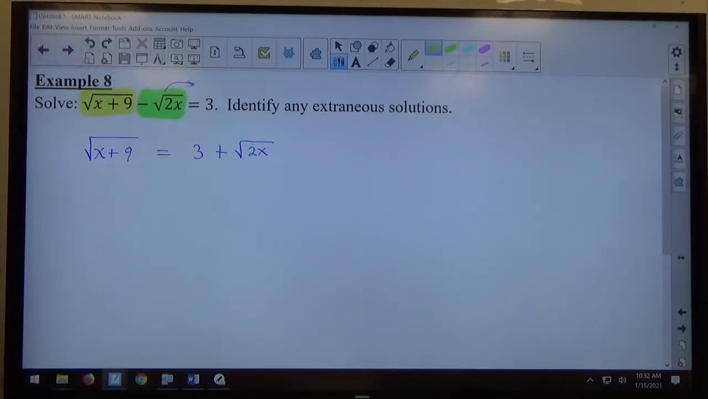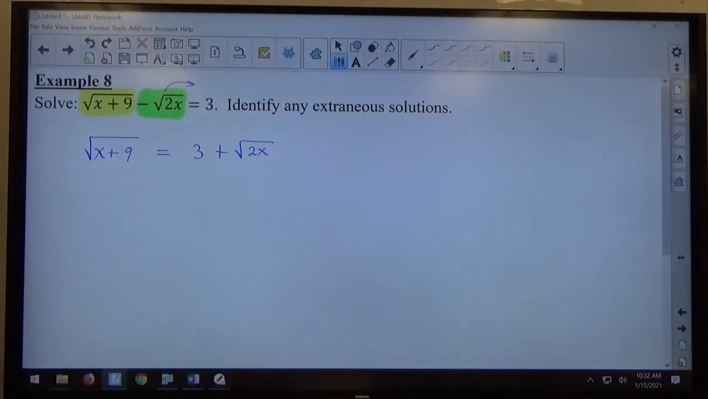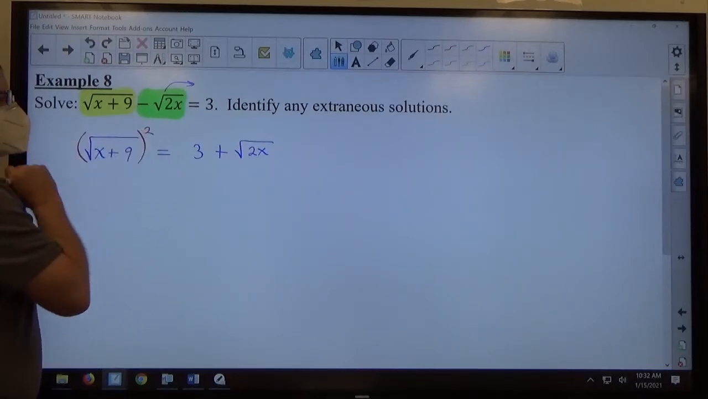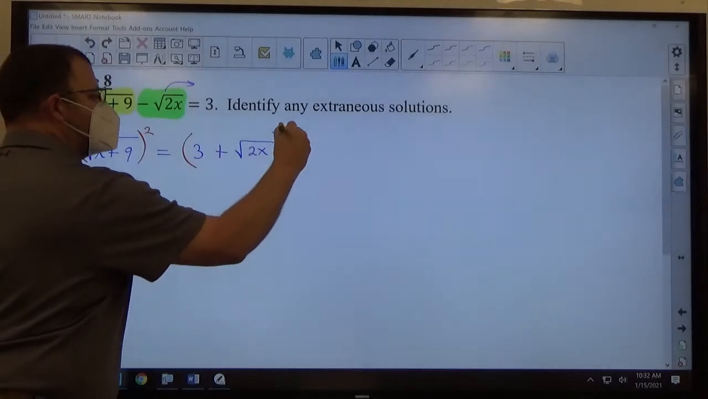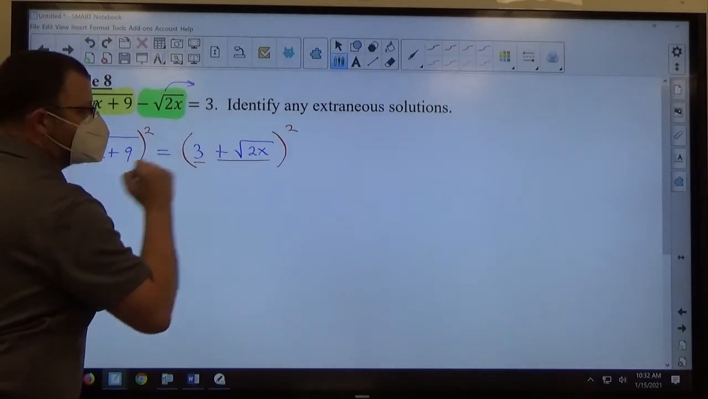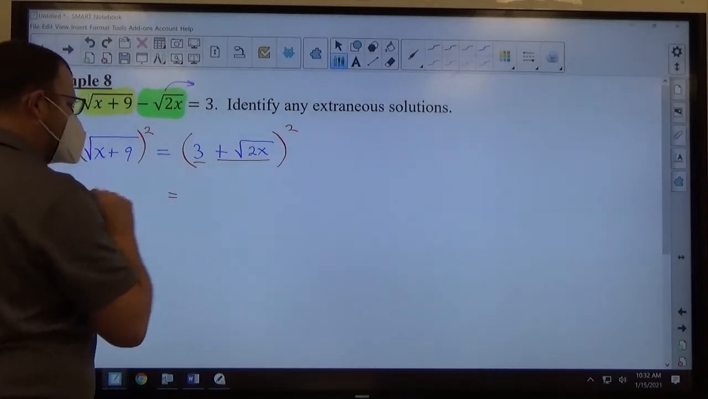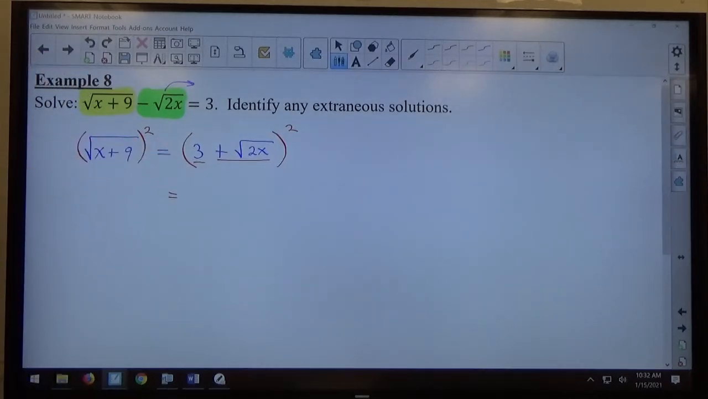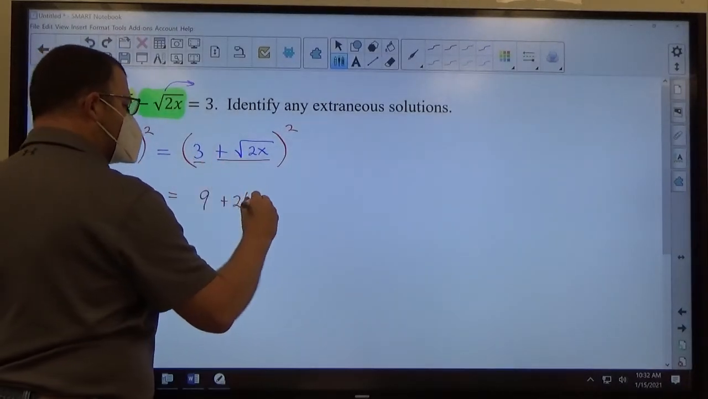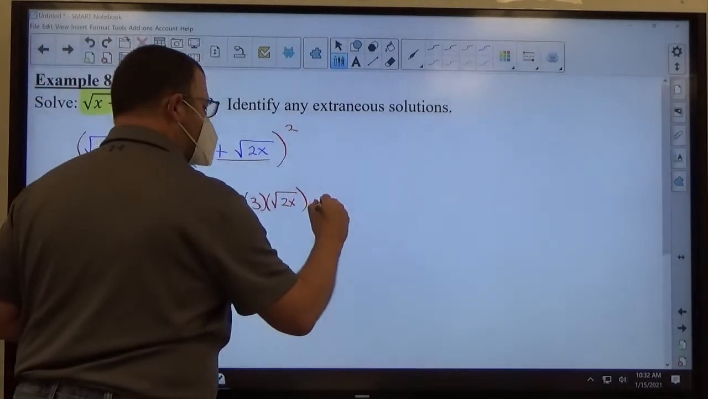Step 2. Once I've isolated a radical, I'm going to get rid of the radical the same way we've been getting rid of radicals. I'm going to raise both sides to the power that gets rid of it. This is a square root, so I'm going to take this to the second power. So I have to take the right-hand side to the second power. The right-hand side is a binomial, object 1, 3, object 2, positive square root of 2x, binomial to the second power. So on the right-hand side here, I'm going to do 3 squared is 9. I'm going to add 2 times the product of the two objects, 2 times 3 times the square root of 2x. And then the square root of 2x times itself is going to be plus 2x.